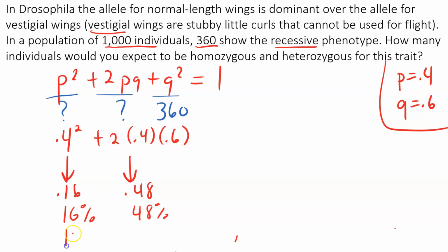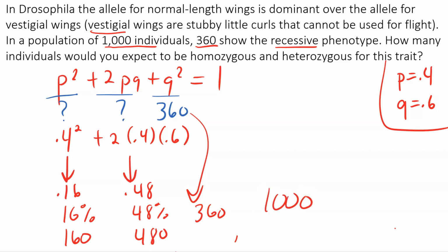So that's saying 16% will be homozygous dominant, 48% will be heterozygous, and because 1,000 is a nice workable number, you would see that 160 out of 1,000 would be homozygous dominant, and 480 would be heterozygous. Now keep in mind, we knew this number already, 360. The population is 1,000, so we need to double check our math. If you add this, this, and this together, it'll equal 1,000, and that'll let you know that you've done this correctly.